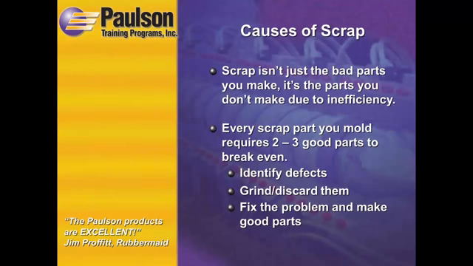From the molding perspective, and I'm sure this runs just as true from an extrusion, a continuous process perspective, you don't need to make one good part to make up for one bad part. You need to make 2 or 3 good parts. That simple fact is because I need to find those parts. That takes resources and manpower and time and money. I need to grind or discard them depending on what my process entails. And obviously, even should have been the first bullet, I need to fix the problem and make good parts.